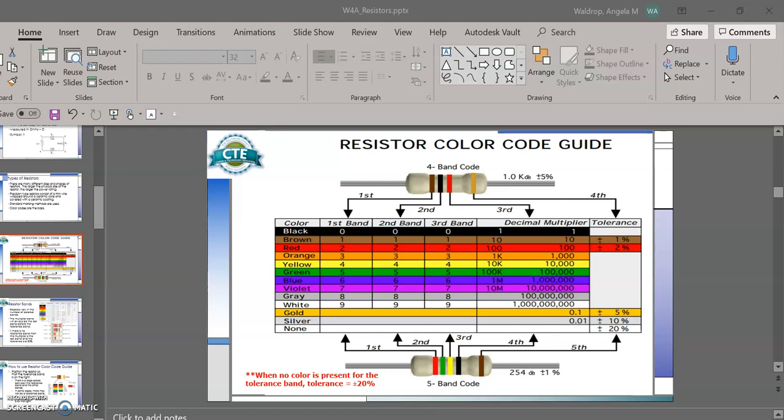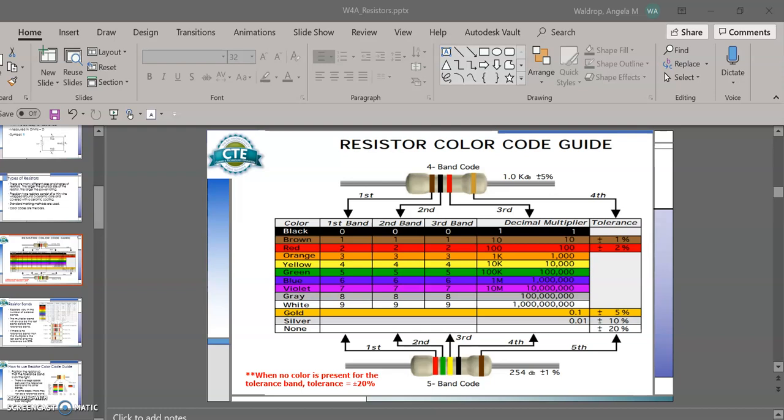Okay, everybody, so what we're going to do today is look at how to use the resistor color code chart. This is in the PowerPoint that you already have. It's slide 8, so you might want to have a copy of that on your screen handy when you're doing the practice problems or the assignment.